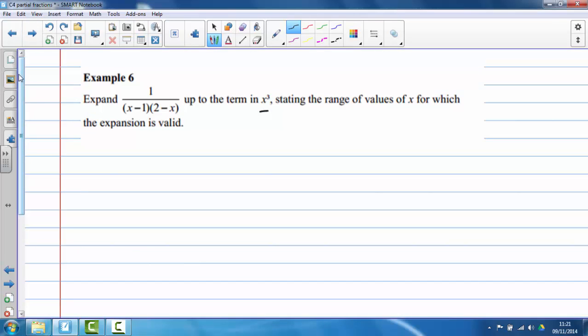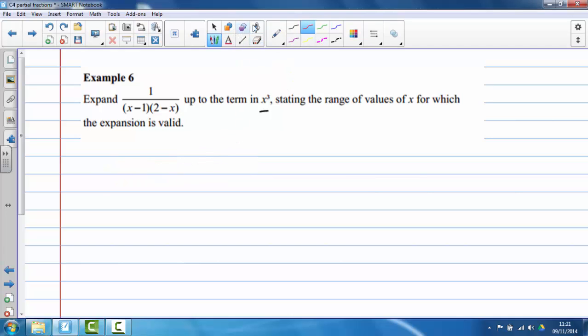Right, finally, let's now look at how partial fractions can help us with binomial expansion. Now, with something like this, we could write this as (x minus 1) to the power minus 1 times (2 minus x) to the power minus 1, do the expansion up to the x cubed terms, and then multiply through. However, maybe we can simplify this whole situation by using partial fractions.